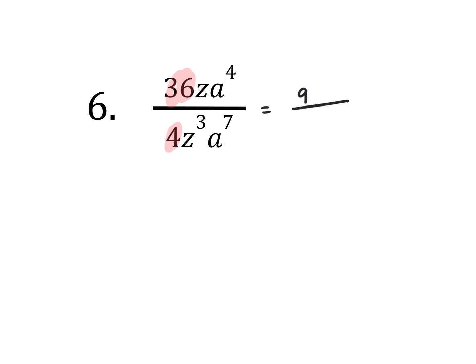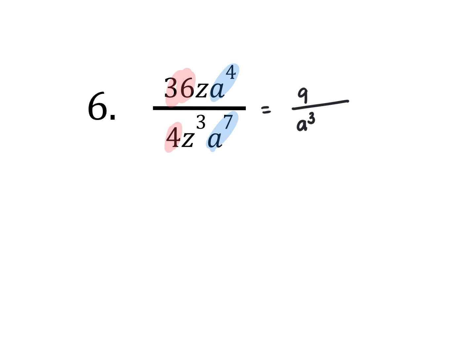Now I'm going to do my first letter in the alphabet, which is A to the 4th and A to the 7th. They're top and bottom, so I'm going to subtract them. Take your 7 and subtract your 4. 7 minus 4 is 3. So that's going to give me A to the 3rd on the bottom.